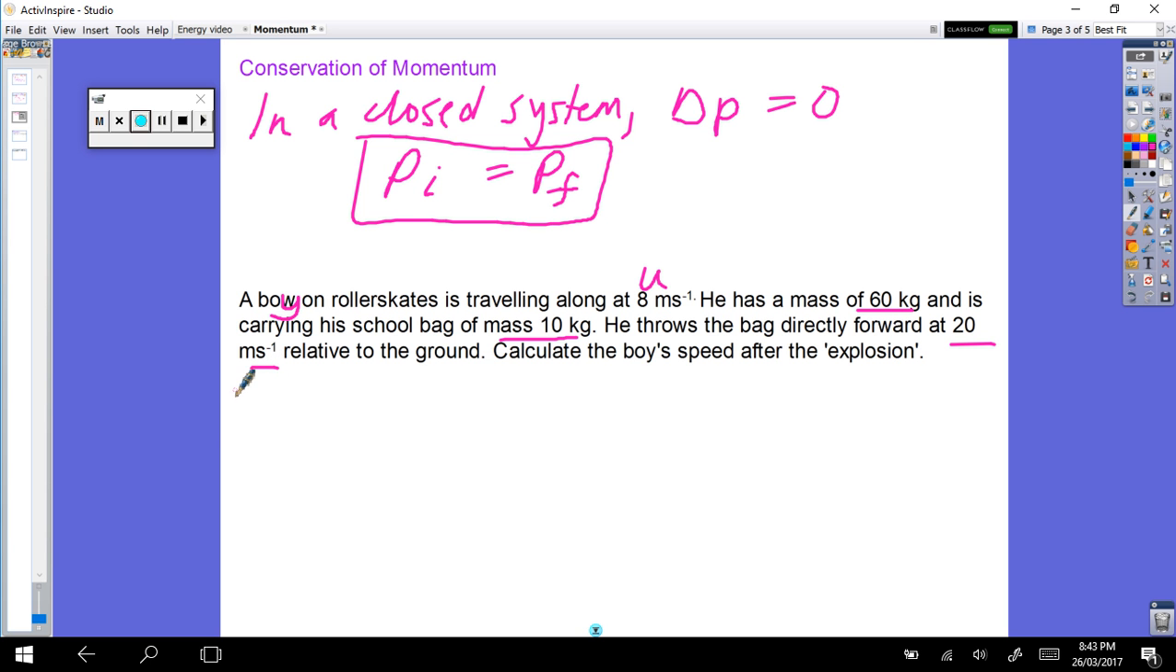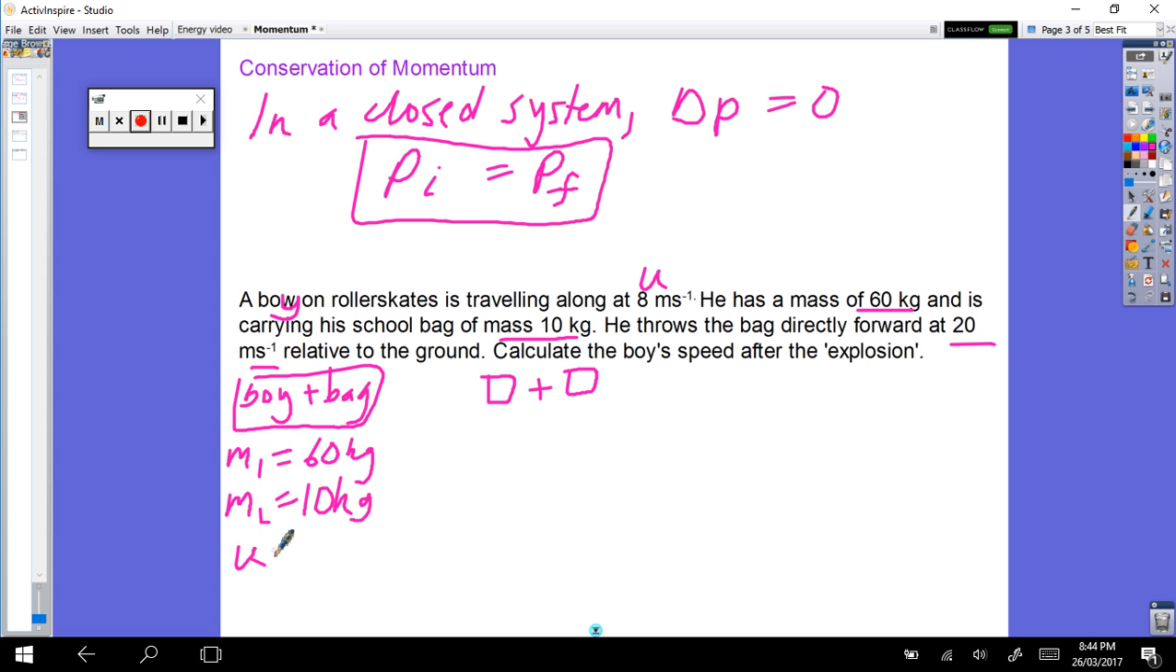So let's list our things that we know. The boy and his school bag are together, so it's the boy plus bag system. That's one thing, like one block. And then afterwards, you've got the boy and the bag, two things. So let's call M1 the boy's mass, which is 60 kilograms. M2 can be the bag, which is 10 kilograms. U of both things, because they're together, initial velocity, is 8 meters per second.